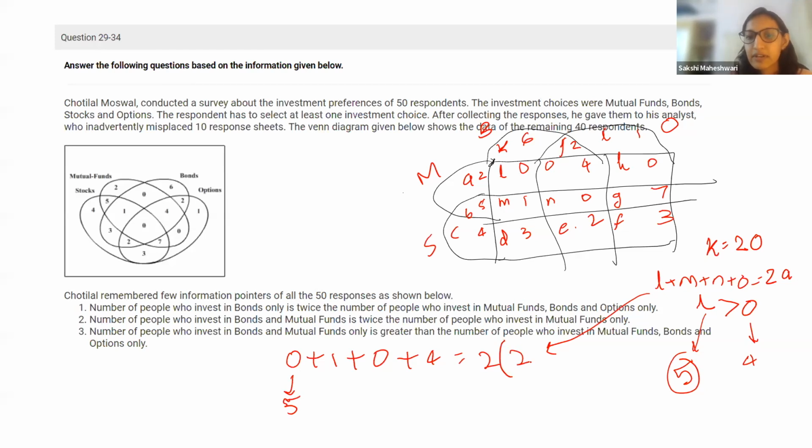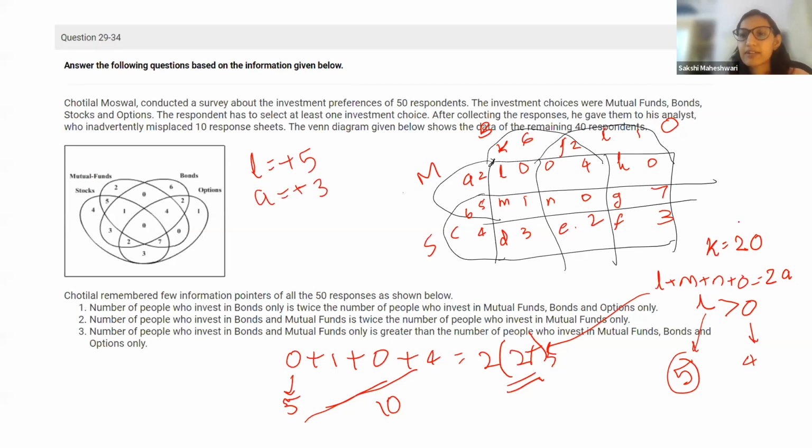So A for now is 2. Now this is already becoming my 10. So I need to make sure that this also becomes 10 at least. So I'll have to add 3 in A so that this becomes 5, and 5 into 2 becomes 10. Getting my point? So that's why I added 5 in L and 3 in A.